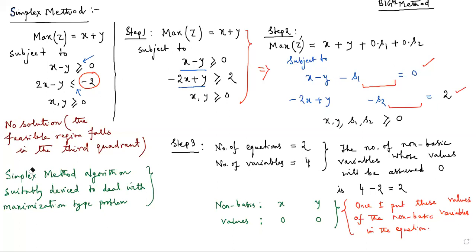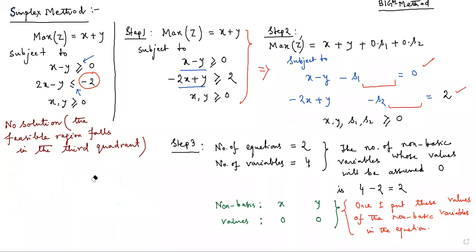Sir, 0 and 2. So S1 equal to 0, minus S2 equal to 2. S1 equal to 0 means S1 is how much? S1 is 0. Okay, and what will be the value of S2? Minus 2, sir. Yes, minus 2. So you will write here S1 equal to 0 and S2 equal to minus 2.